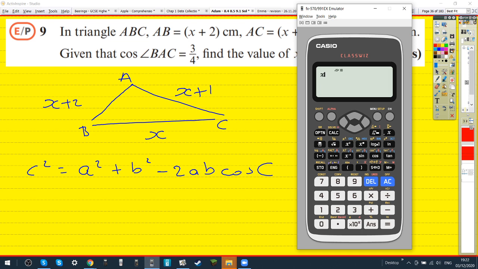I got x squared equals brackets x plus 2 squared brackets x plus 1 squared minus 2 brackets x plus 2 brackets x plus 1 times a quarter. Sounds good. Hang on, it's squared in the middle, isn't it? Oh, how did that happen?